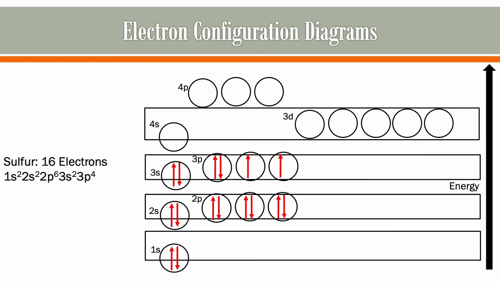For sulfur, we'll start pairing electrons in the 3p orbitals. Another for chlorine, and finally for argon. All the orbitals are full of electrons for the noble gas argon.